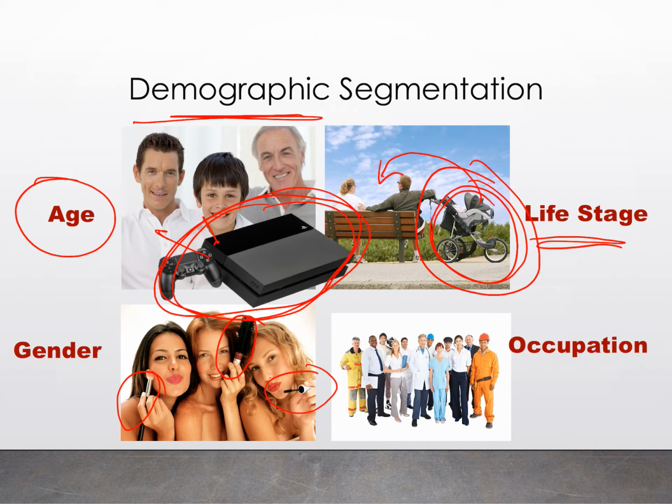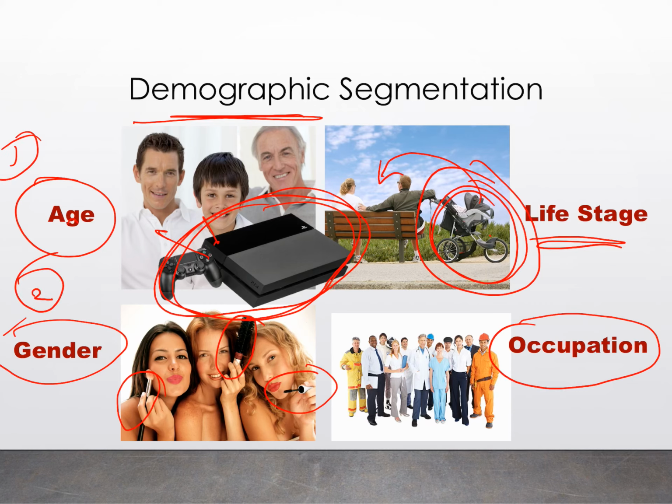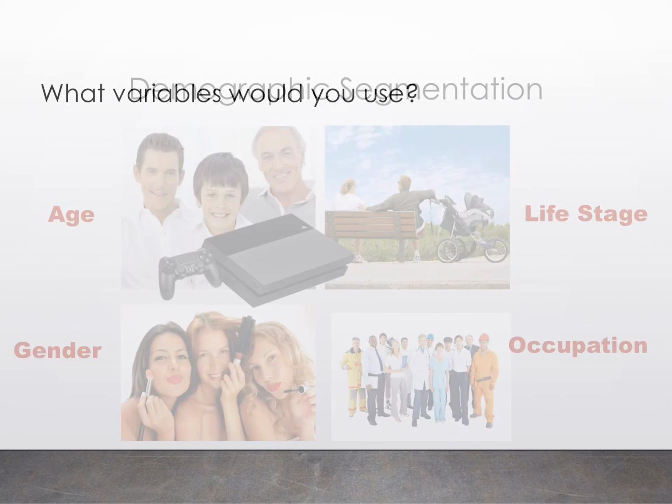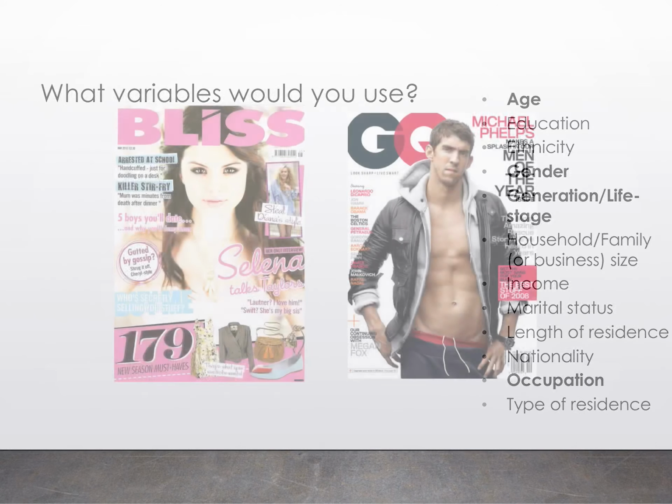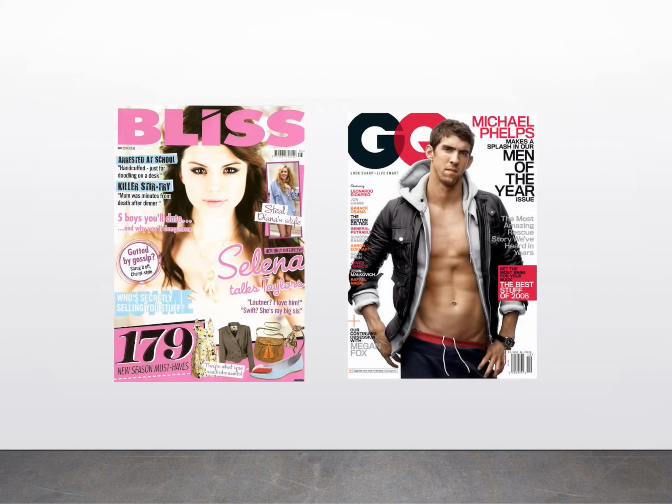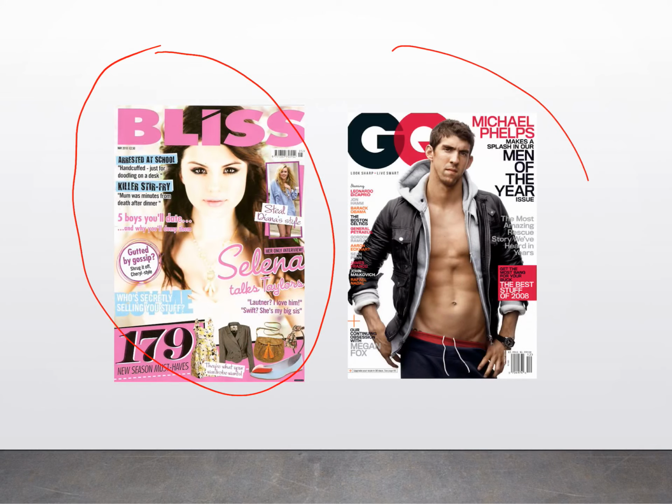Or demographic segmentation is dividing based on the occupation. So in simple terms, if you want to divide the market based on demography, you can use age, you can use gender, you can use life stages, you can use occupation. Some more there. Yeah. All these are demographic segmentations, and you can see on what basis they divide the market.